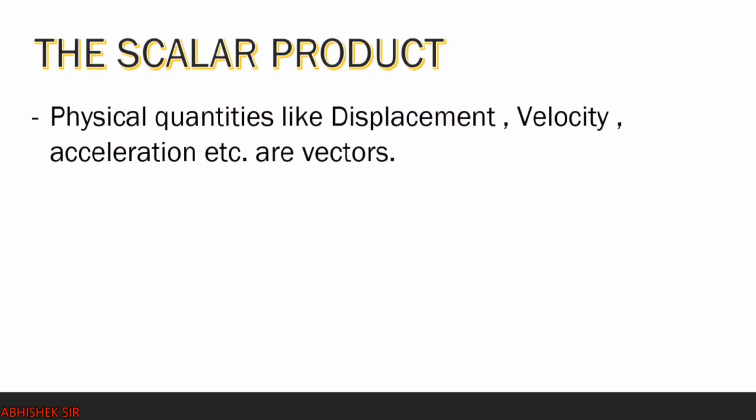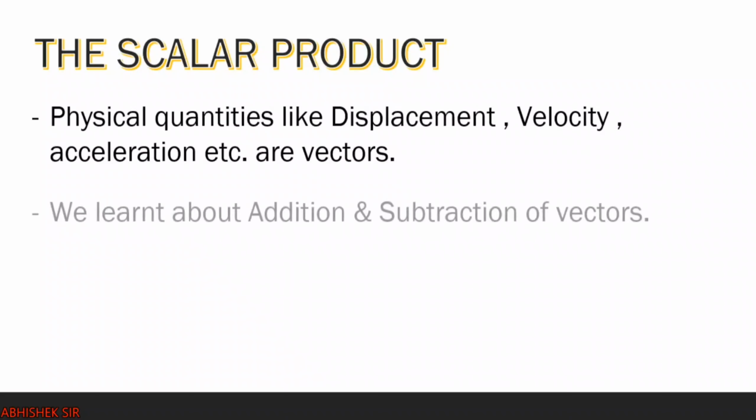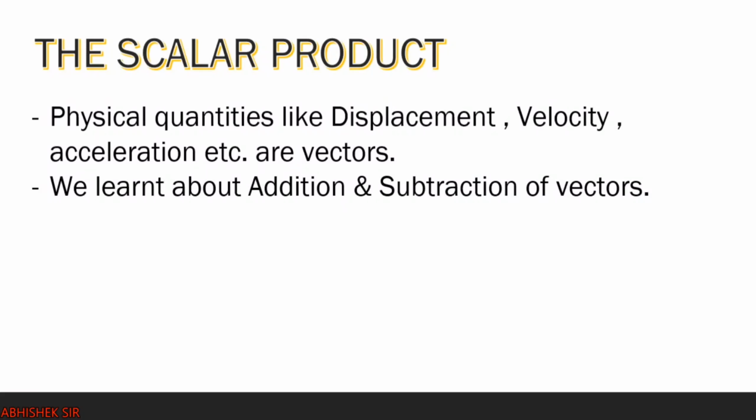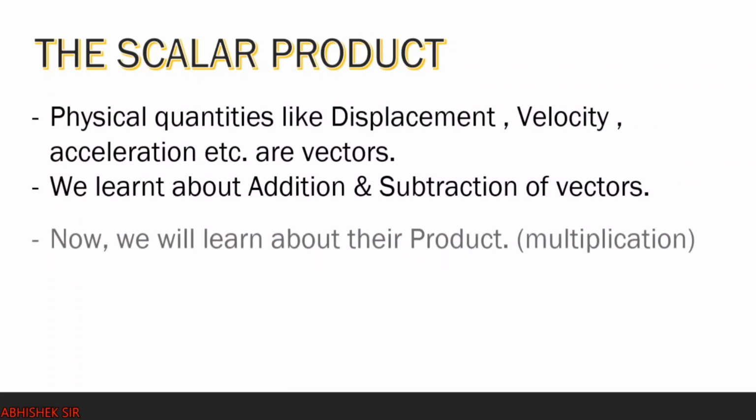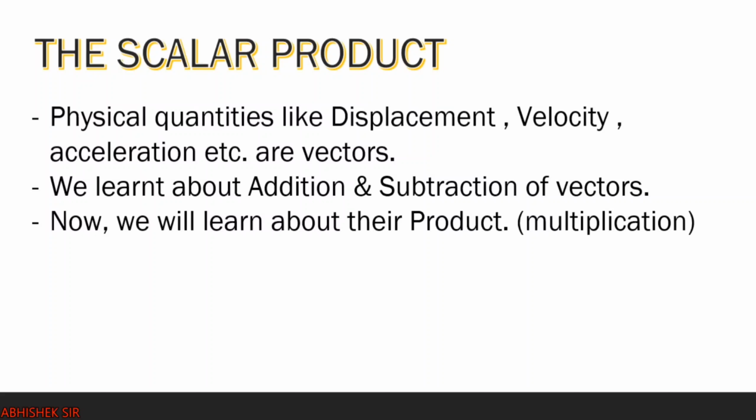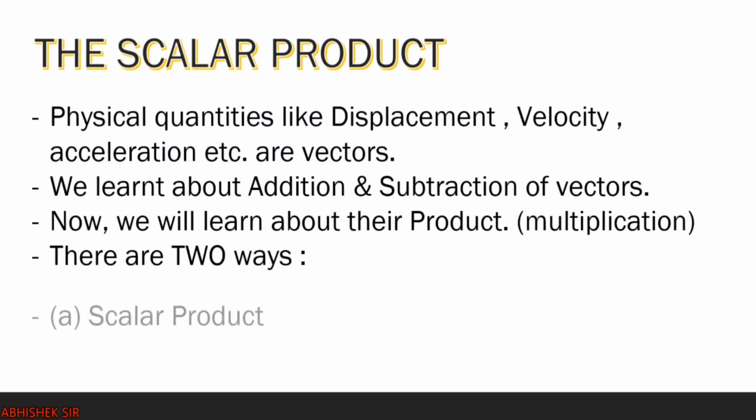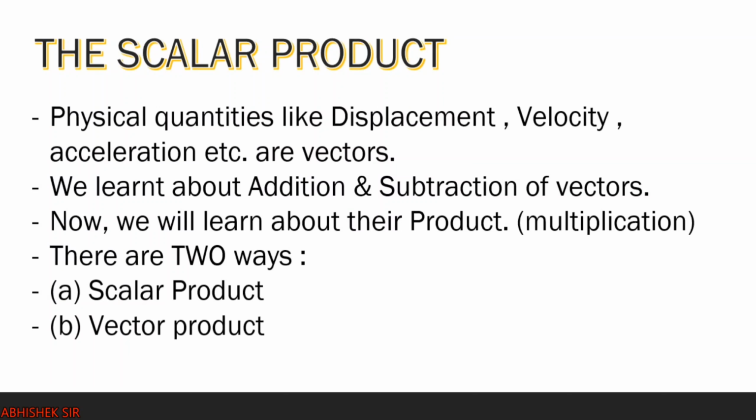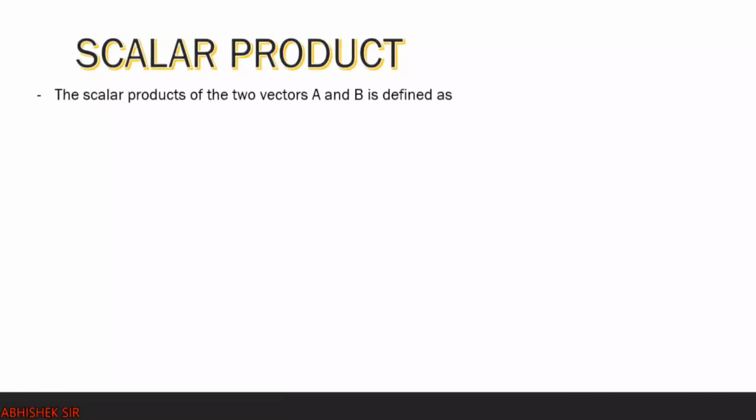Also, in future, whenever you are doing a multiplication of two vectors, that will also be helpful. So you see, physical quantities like displacement, velocity, acceleration, all were vectors. We have already studied in chapter 3 especially, and chapter 4, addition and subtraction of vectors. Now in this chapter we will have to learn about their product, that is multiplication. So there are two ways in which we can find the product. One is scalar product, second is vector product. Scalar product we will study in detail in this chapter, and vector product we might study in detail in chapter 7 when we start chapter 7. Okay. So right now we will focus on the scalar product.